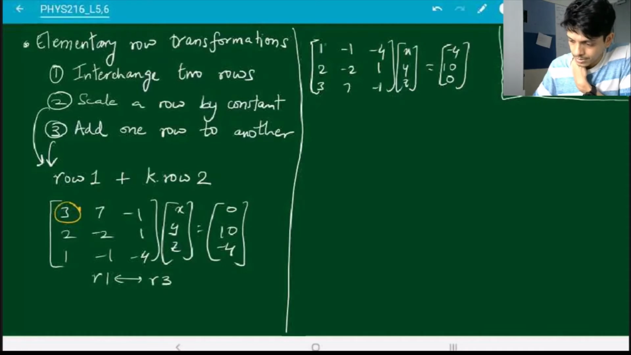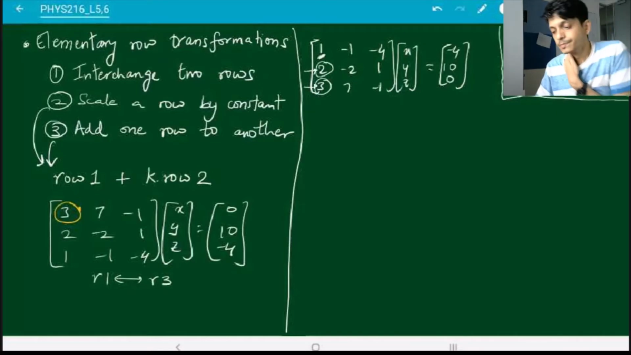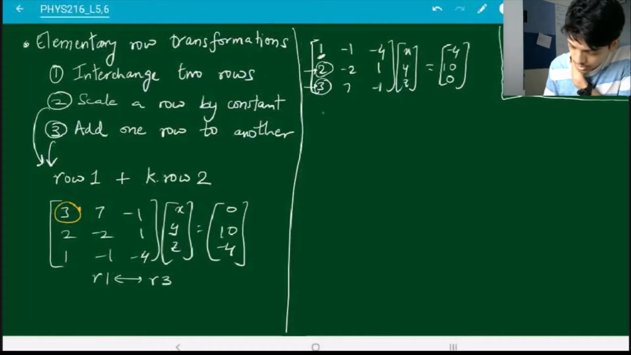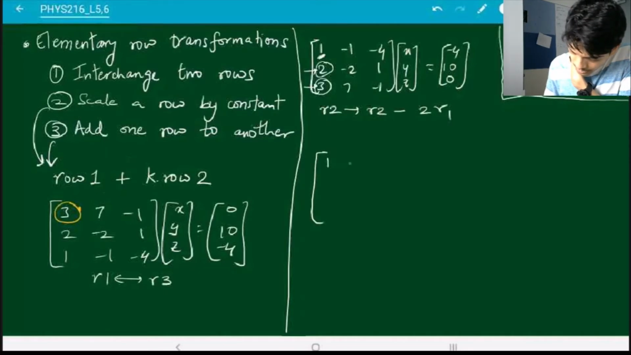So okay, this term over here has become 1. Now I want to eliminate the 2,1 and the 3,1 entries. I have to make this 0, and I want to make this also 0. So the way to do it is, remember, I can always do row 1 plus k times row 2. So I will let my row 2 become row 2 minus 2 times row 1. My row 1 is not being changed. Row 2 I'm replacing with R2 minus 2 times R1.